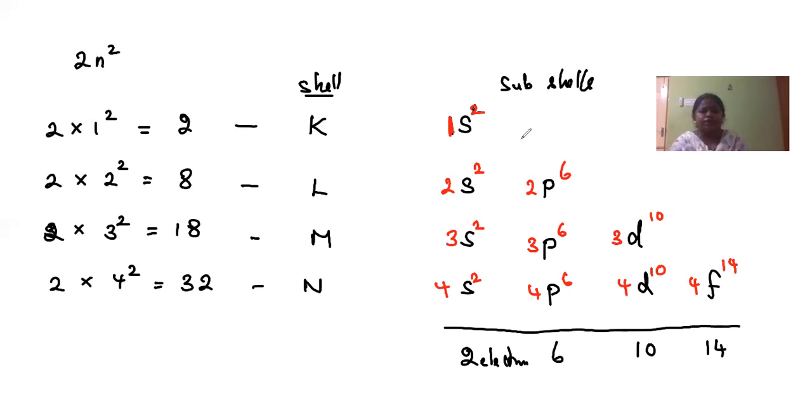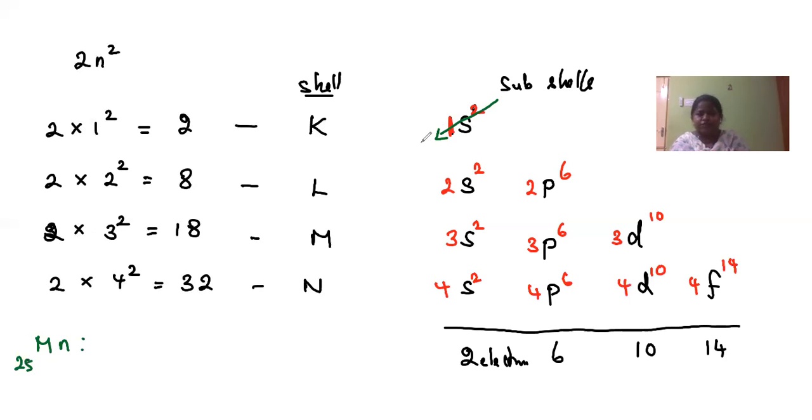Okay. Now listen how to fill the electrons over here. First you have to take 1s2. For example, let's take manganese. Manganese, what is the atomic number? 25. And let's see how we are writing the electronic configuration.